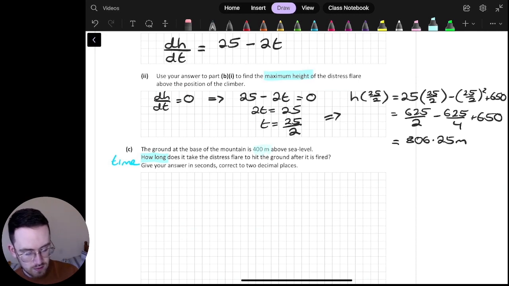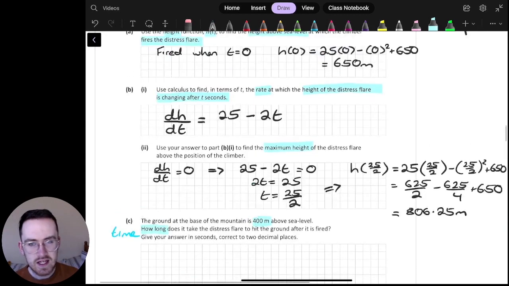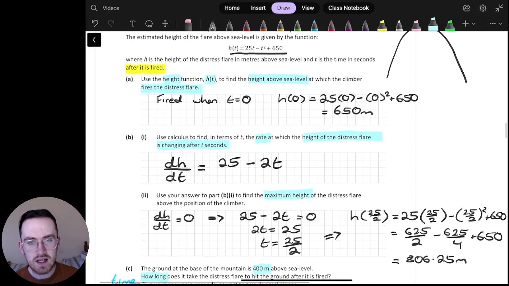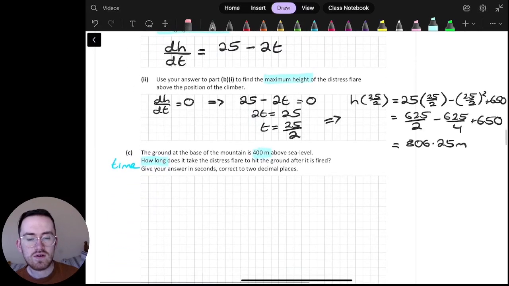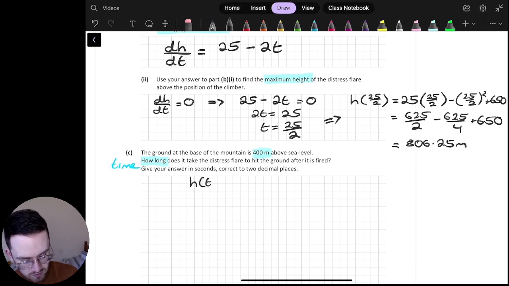We're told 400 meters above sea level. Now what was h again? h was the height above sea level. So the ground at the base of the mountain is 400 meters above sea level. How long does it take the distress flare to hit the ground after it is fired? So we are looking for h of t.